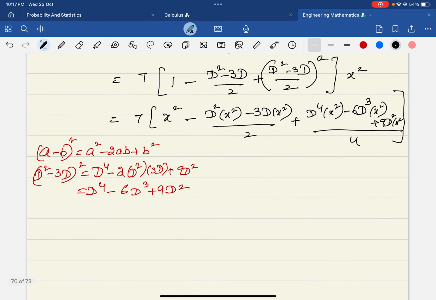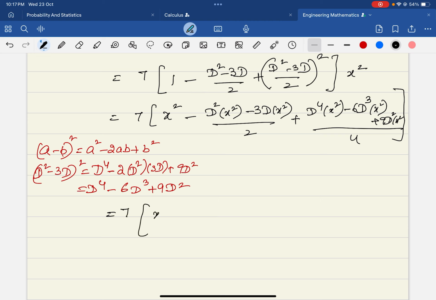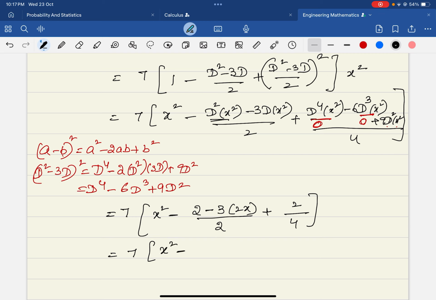I hope it's clear. So now it is what? 7 times of x square minus (D square of x square, which is 2, minus 3 times D of x square, which is 2x) over 2, plus. Now D power 4 of x square is 0. D cube of x square is also 0. So D square of x square only is left over now. So that is D square of x square, which is 2, over 4. Clear? And now that gives you 7 times of x square minus (2 minus 6x) by 2 plus 2 by 4, which means 1 by 2.